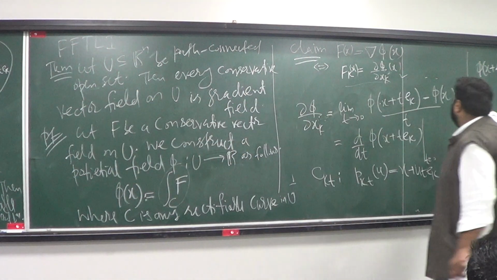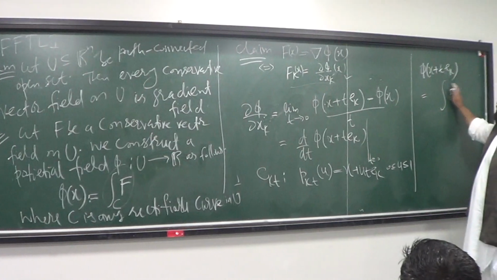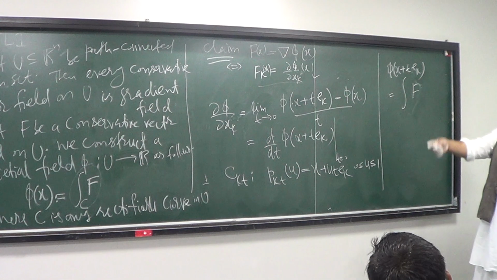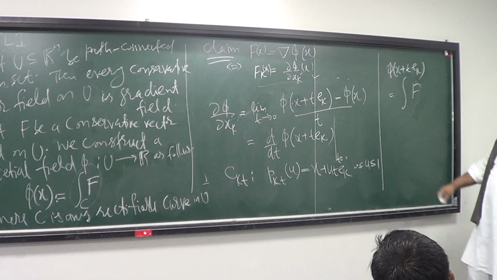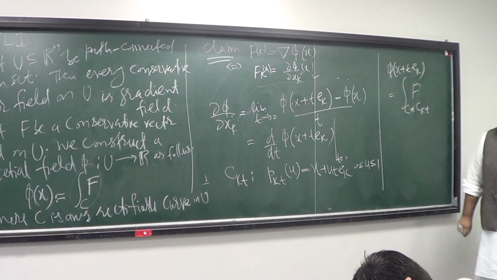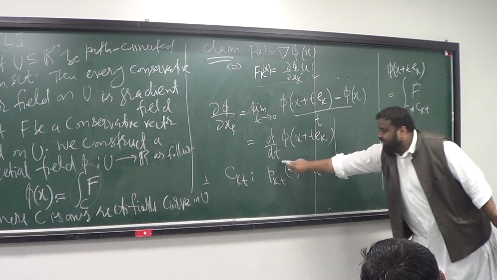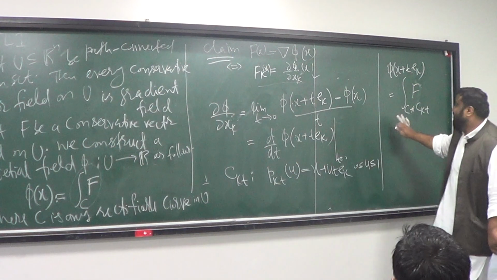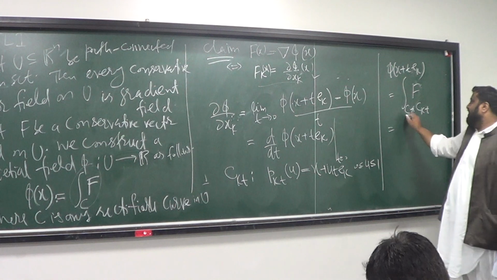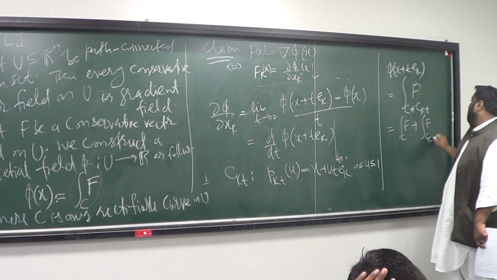Now I'm substituting x plus t ek into phi. What am I going to get? It should be the integral of f over the path that connects A with x plus t ek. So which path? C concatenated with C_k,t. Why am I writing it? Because I want to compute the derivative in t and substitute t equal to 0, so I wrote it explicitly. And I know that if I integrate over a concatenated curve, it is the same as integrating on C plus integrating on C_k,t.